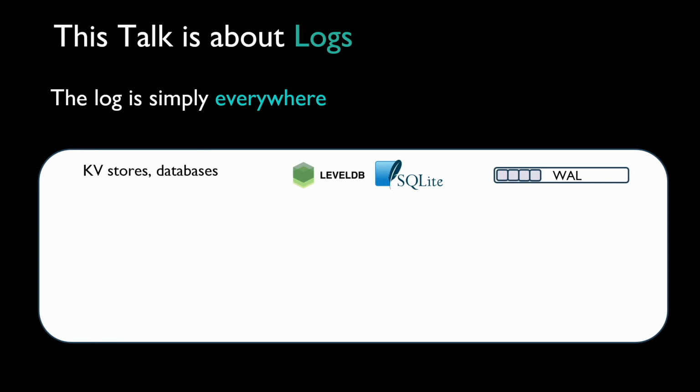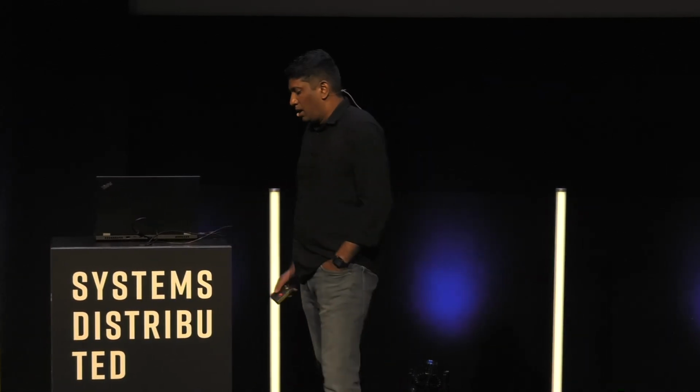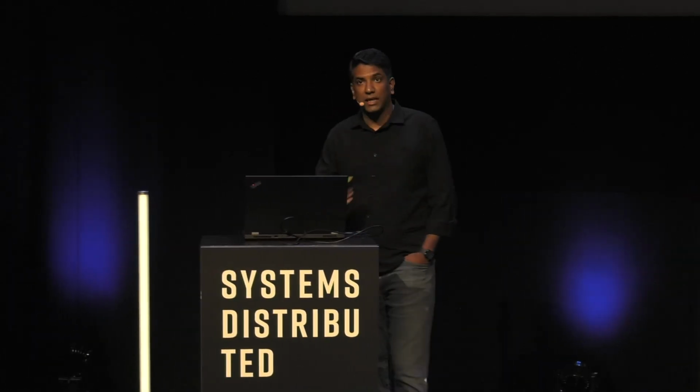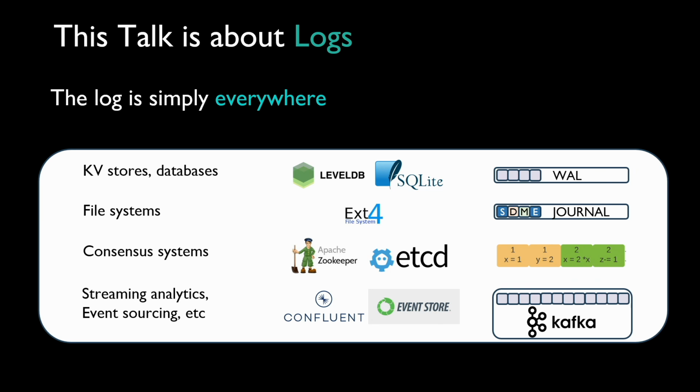Take key-value stores and databases. They use the log as a write-ahead logging mechanism. File systems use the log, which is essentially the journal, to implement file system crash consistency. And distributed systems like consensus use the log for replication. More recently, modern applications like streaming and event sourcing use the logging abstraction to pass around messages, or the log is actually the data for them.